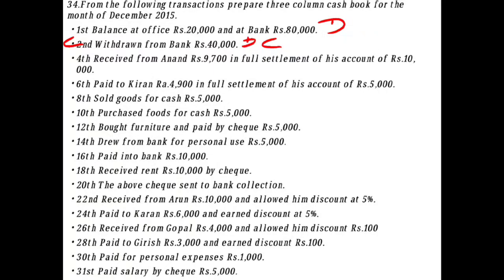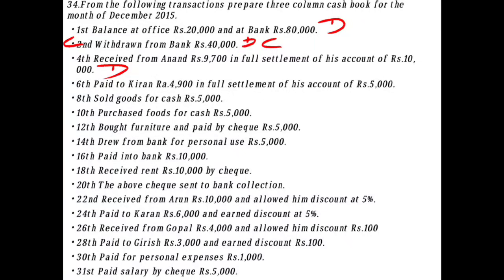The next you have received from Anand rupees 9,700 in full settlement of his account rupees 10,000, means we have allowed him a discount. Okay, debit side you should record this entry because you have received the amount 9,700 and you have allowed discount 300 rupees, because 10,000 you should collect, but you are collecting only 9,700 rupees, right? So 300 you are allowing a discount to him, so discount 300 you should write, and cash received 9,700 in your cash column.